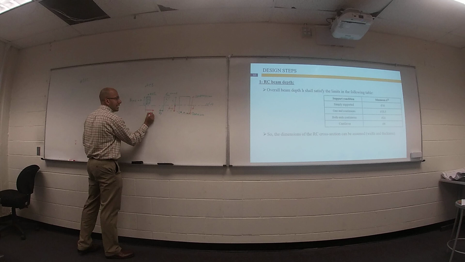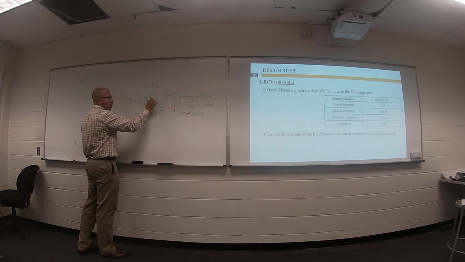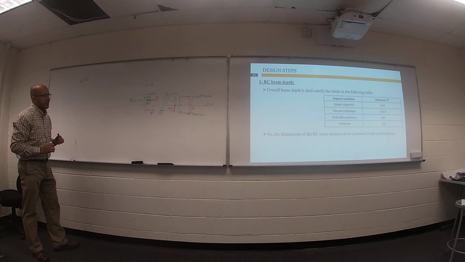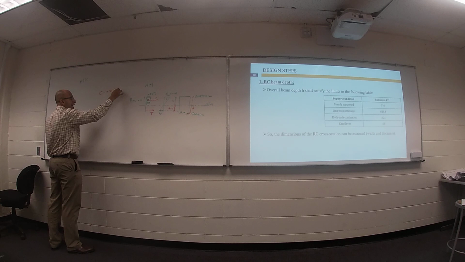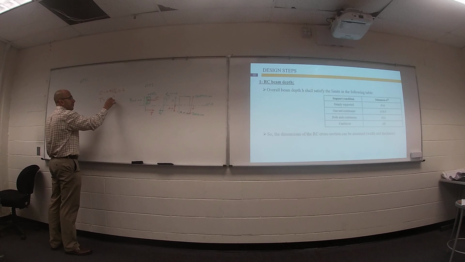And this compression block has a compression force, capital C. Capital C is the volume of this block. So we have 0.85 f prime c a b. T, the tension force, is your area of steel times f yield. For equilibrium, C must equal T.